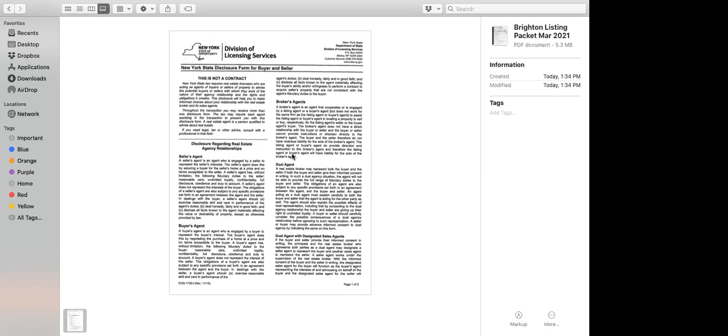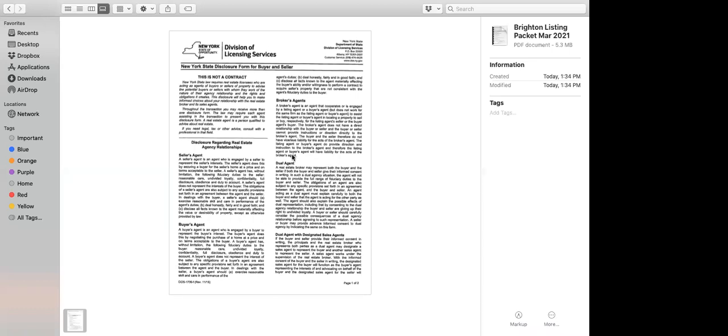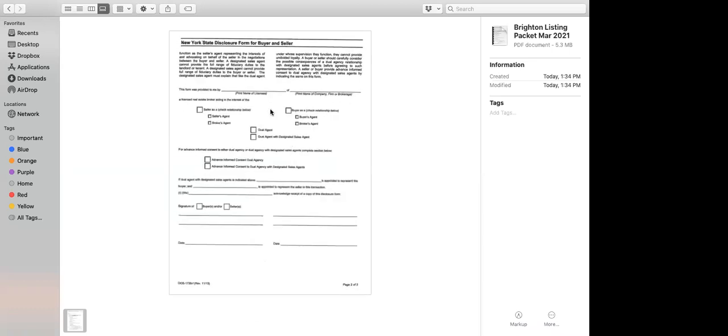All right. Division of licensing. So this is a very important form. This is when we discuss agency with a seller. Okay. So this is the first sheet, and now we're going to go into where they're going to sign.